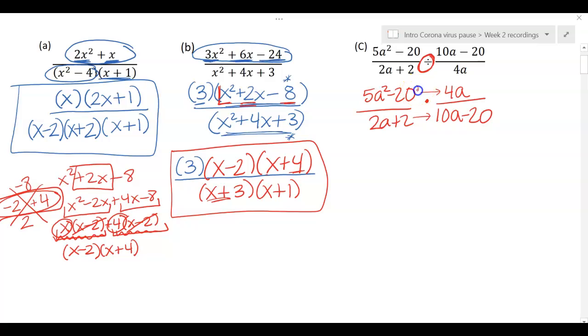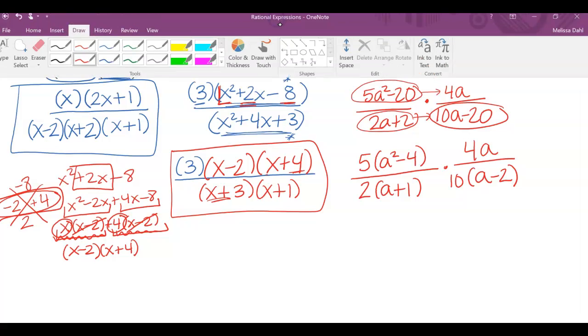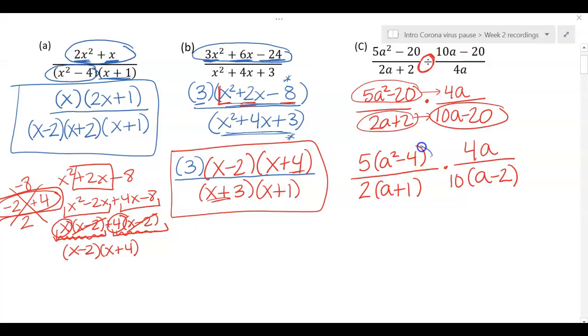So basically, any factors in the numerator, in the top of the fraction, can cancel with any factors in the denominator. So I'm going to start with this 5a squared minus 20. If I factor out a 5, I would be left with a squared minus 4. 2a plus 2 also has a greatest common factor. If I factor out a 2, I'm left with a plus 1. And then I have 4 and a. And then 10a minus 20 has a greatest common factor of 10. So here, I want to see if anything can still continue to be factored. And this a squared minus 4 can continue to be factored.